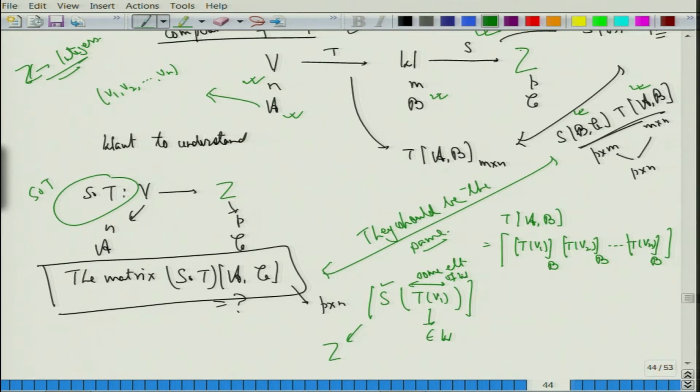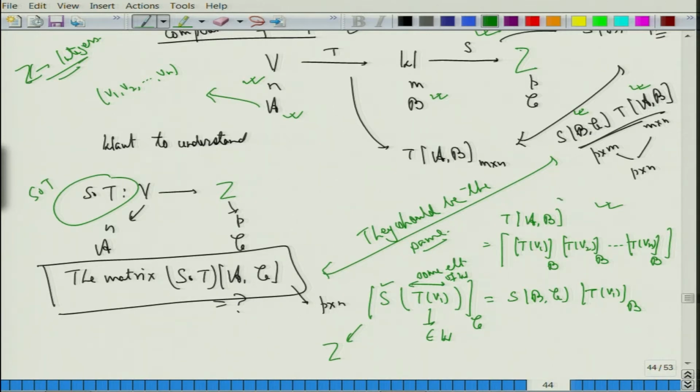So what this matrix part tells me is that this is nothing but the matrix of S. So this is basically equal to, with respect to C, S going from B to C, and then whatever this is, T of V1, you are supposed to do with respect to B. Is that okay? So recall here.